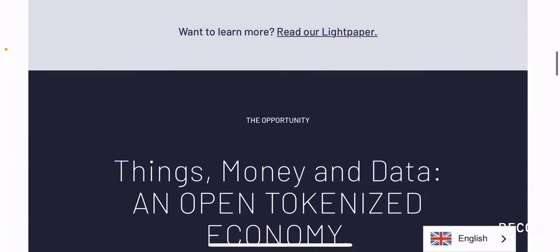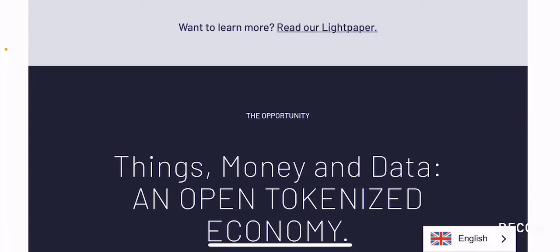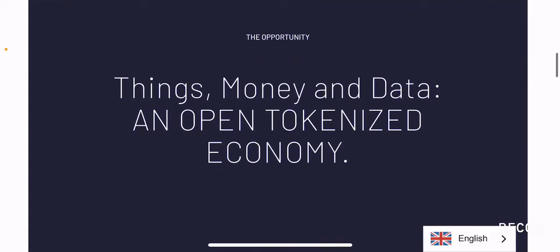You can also read through the light paper if you feel the explanation is still not very clear. I highly recommend you read through the light paper and make it a part of your research for this project, right? So what is the opportunity that's being presented here, right? Things, money, and data, an open tokenized economy.